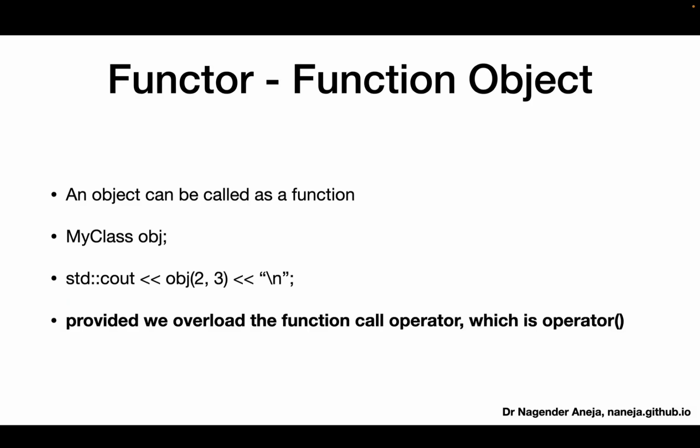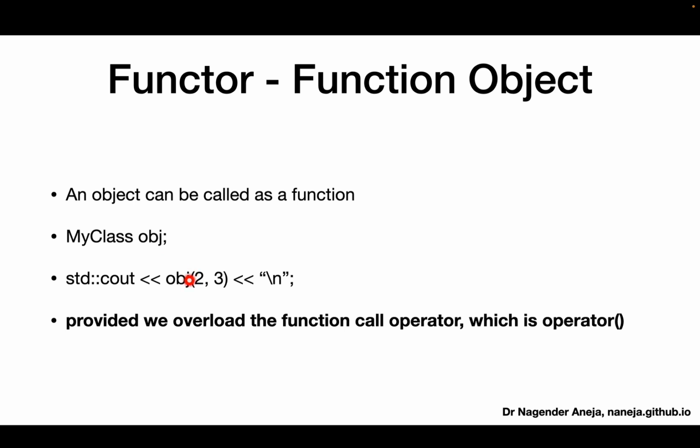Next is the functor. A functor is a function object. It's an object that acts as a function. The object can be called as a function. Say we have an object of my class. What do we mean by function? When we have parentheses, it means we can put the parentheses with this object also.